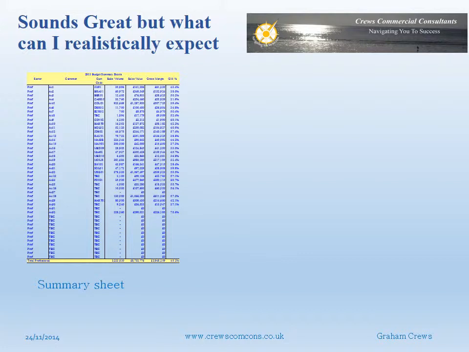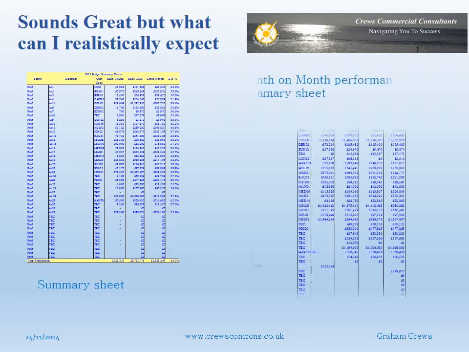But what can you realistically expect out of these business planning tools? These are the outputs that come out. These are like the dashboard that help you point in the right direction. So you get a summary sheet. This example is an old one from 2003, which was a budget summary sheet. This is what the budget was for the account, and it shows volume, sales value, and contribution.